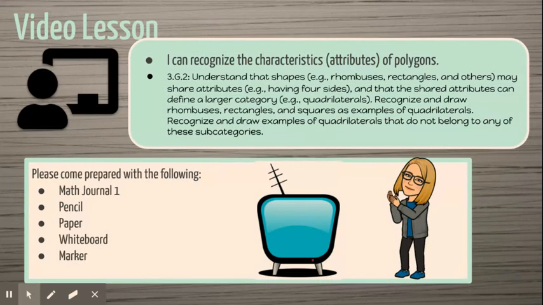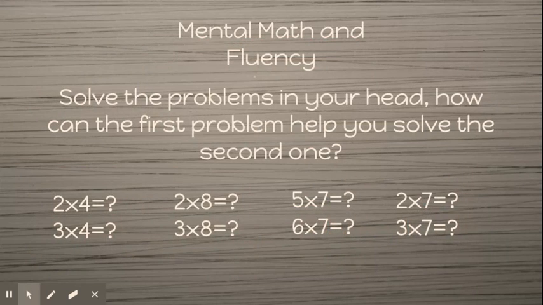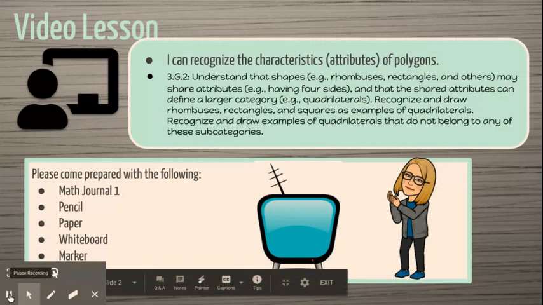So our objective is to recognize characteristics, or attributes is another word that you will see, the attributes of a polygon. So when I'm talking about characteristics or attributes, we are talking about those features. What are the things that you can see and how can we recognize what the polygon is? So let's do some practice with our math facts.